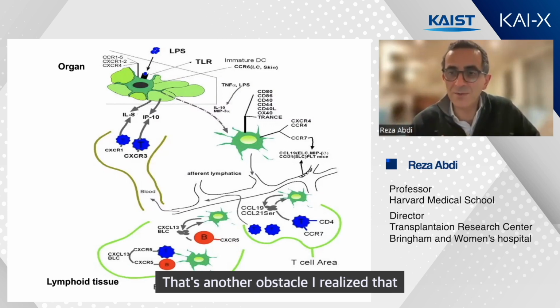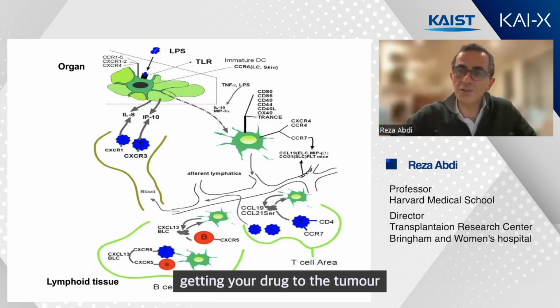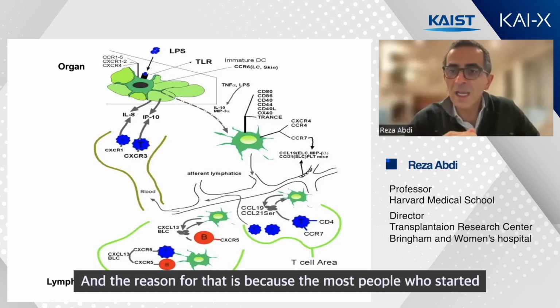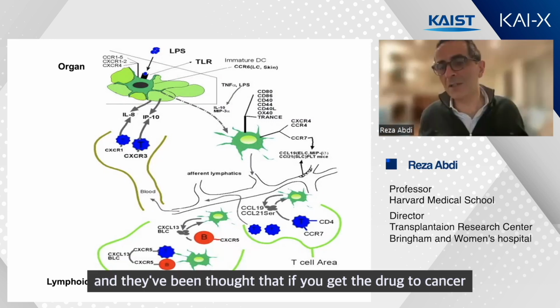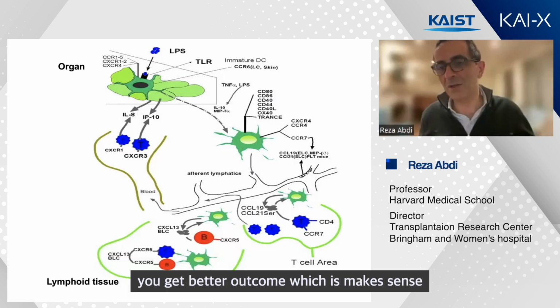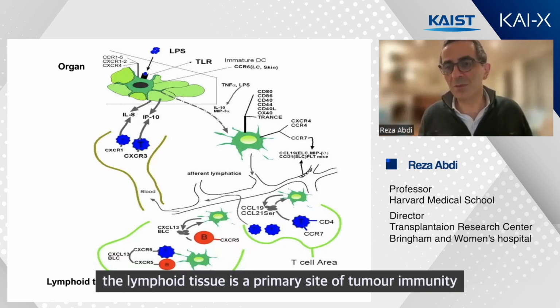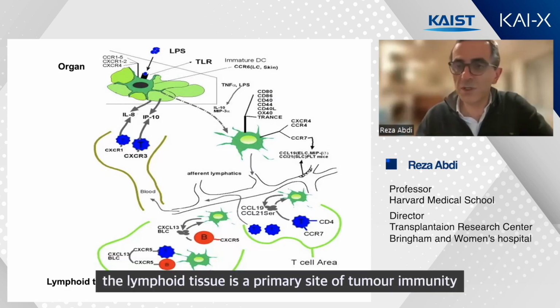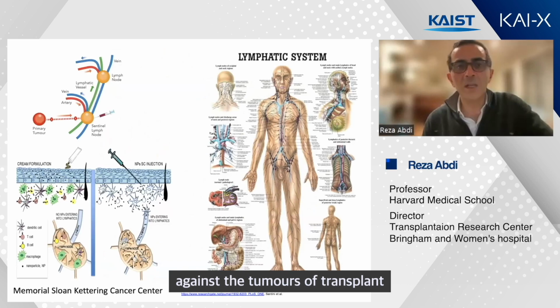That's another obstacle. I realize that, because 90-something percent of people are interested in getting the drug to the tumor, right? And the reason for that is because most people who started in nanodelivery came out of the cancer school, and they've been taught that if you get the drug to cancer, you get a better outcome, which makes sense. But we know more and more that the lymphoid tissue is a primary site of tumor immunity, right? So if you're able to get there, you can change the immune response against the tumors or transplant.